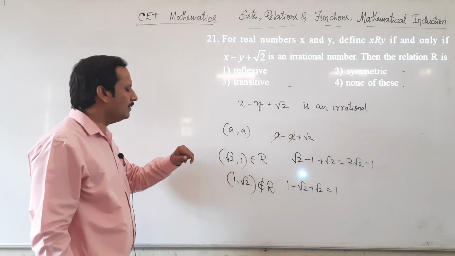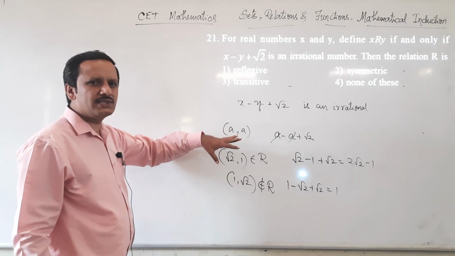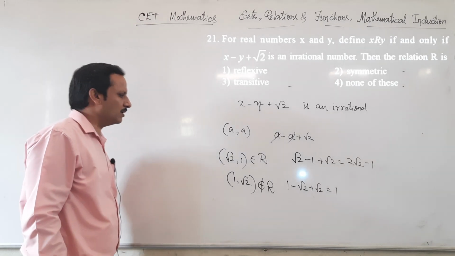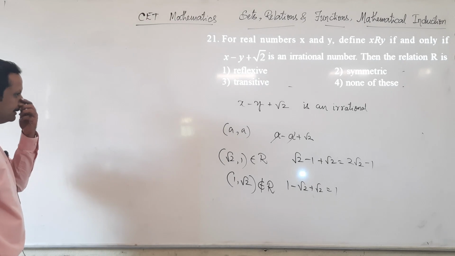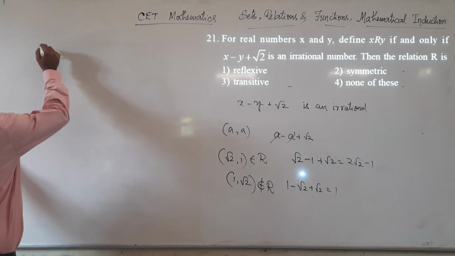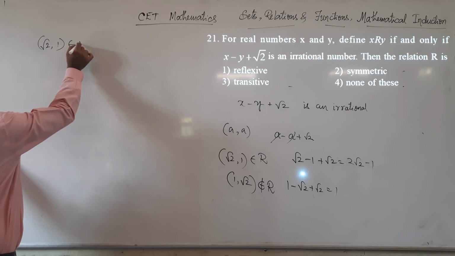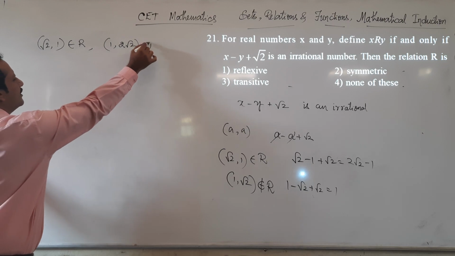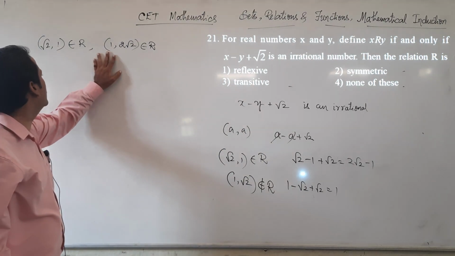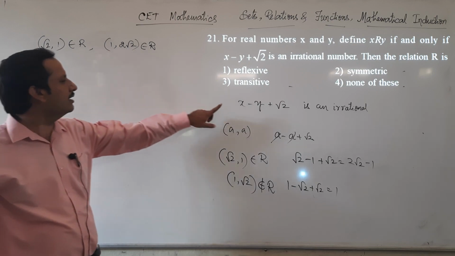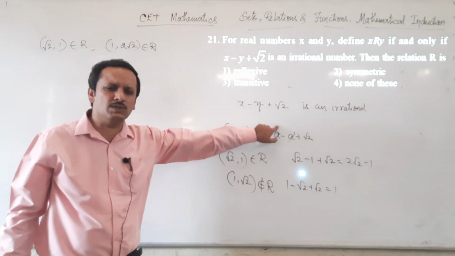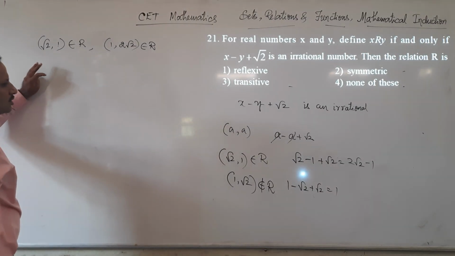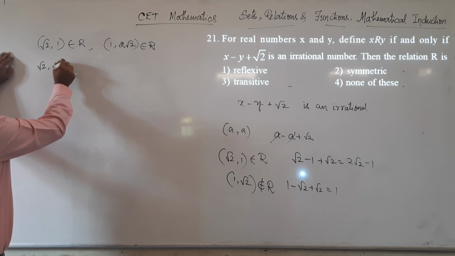So, now I will take a relation such that AB belongs to R, BC belongs to R, but AC does not belong to R, right? That is what I need. So, I will take root 2 comma 1, this belongs to R, and 1 comma 2 root 2 I will take, that will also belong to R, because 1 comma 2 root 2 means I am going to get 1 minus 2 root 2 plus root 2. So, that is an irrational number. So, AB belongs to R, BC belongs to R, but AC means root 2 comma 2 root 2.